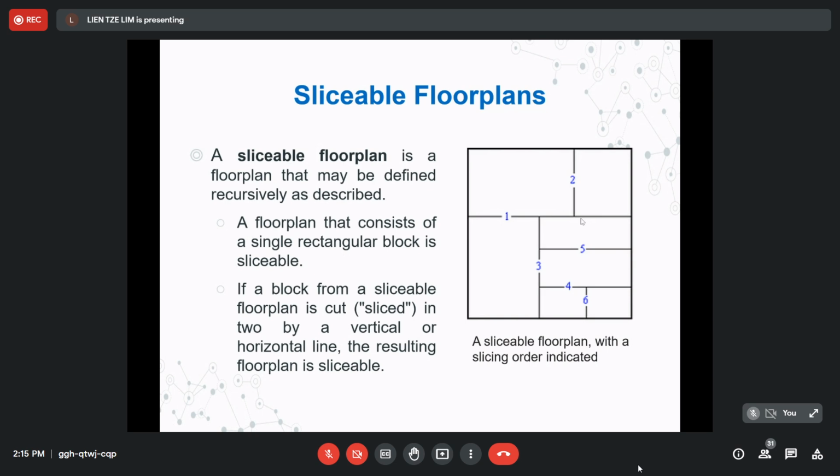made with different blocks. If a block from a sliceable floor plan is cut in two by a vertical or horizontal line, the resulting floor plan is sliceable. This means that when a single block is cut vertically or horizontally, we can slice the floor plan into multiple blocks.